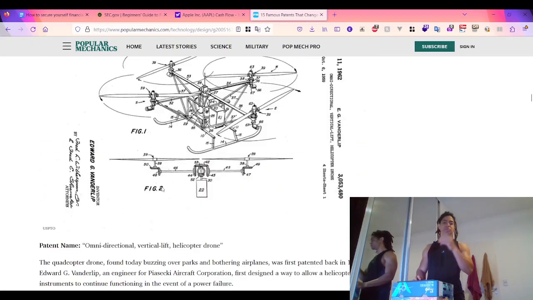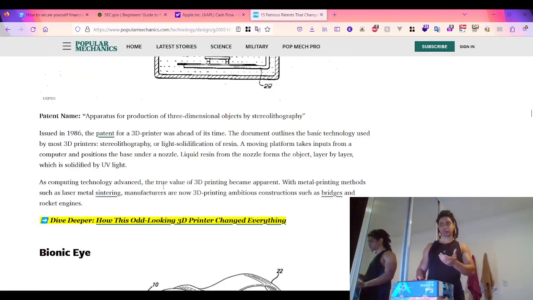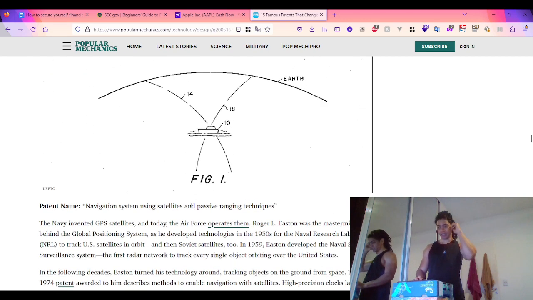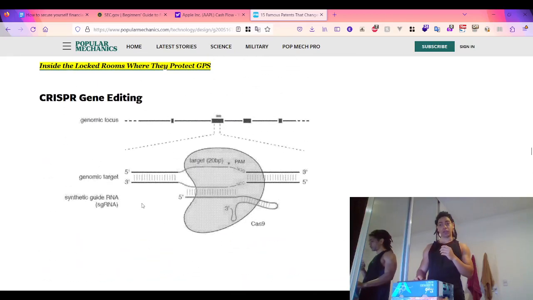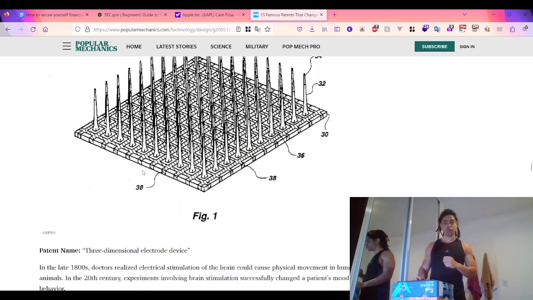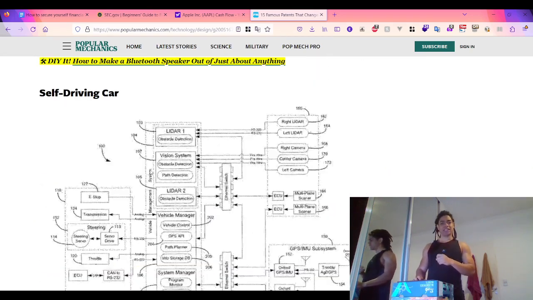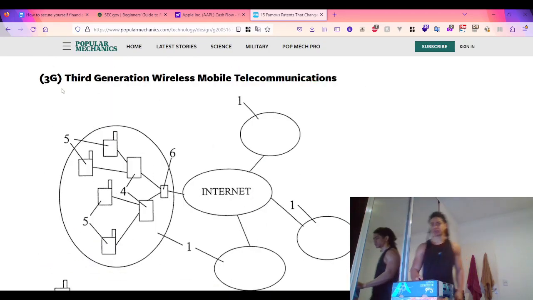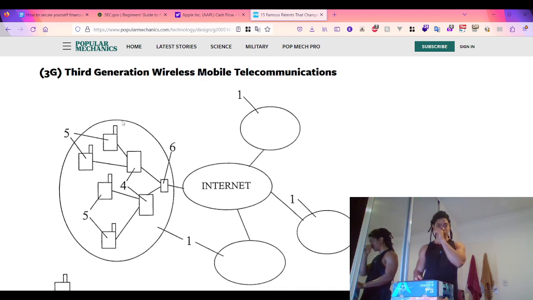The GPS, issued in 1974, a navigation system using satellites with passive ranging techniques. CRISPR gene editing, this gene editing tool issued in 2014, as well as 3G, third generation wireless mobile telecommunications.